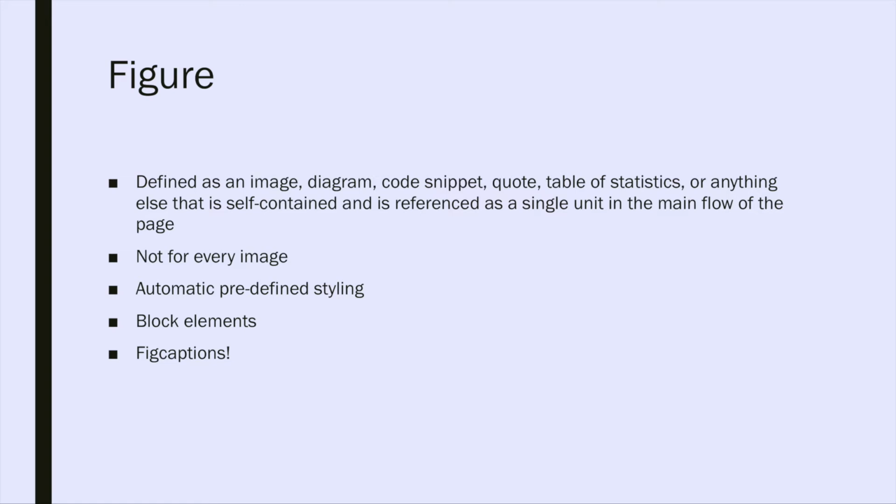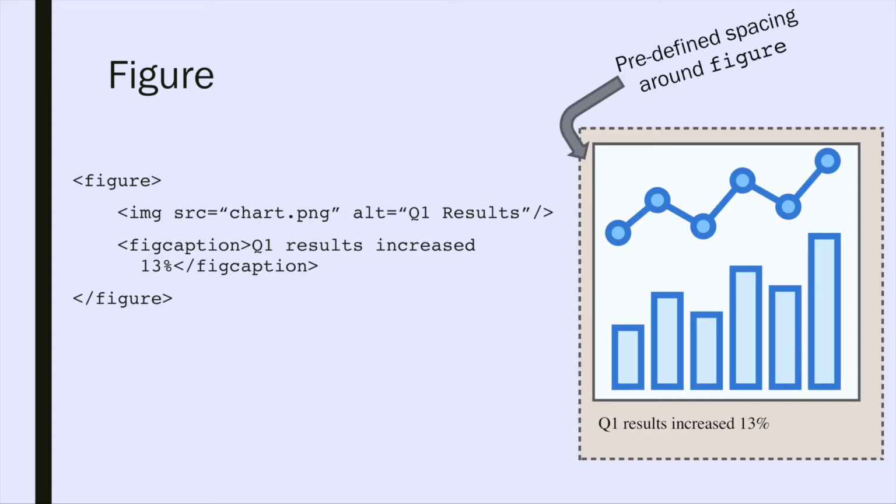It does have predefined styling. It is defined as a block element, and the good thing about figures is that we have figcaptions. What a figure does is wrap an image and hopefully a figcaption, which is optional, inside of a figure tag. The items themselves have predefined spacing.